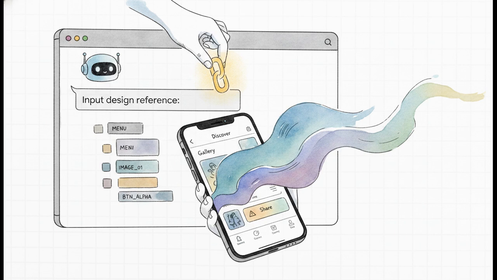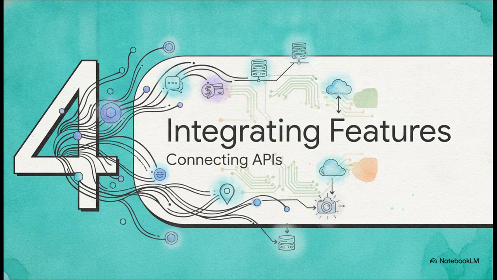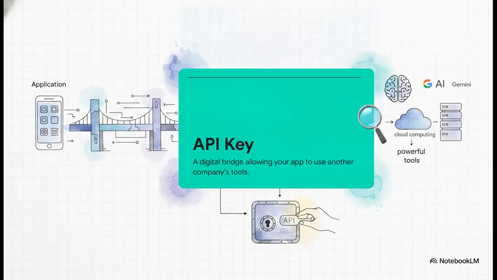It's almost too easy. All right, Section 4, Integrating APIs and features. To power heavy-duty features like actual video generation, we rely on API keys.